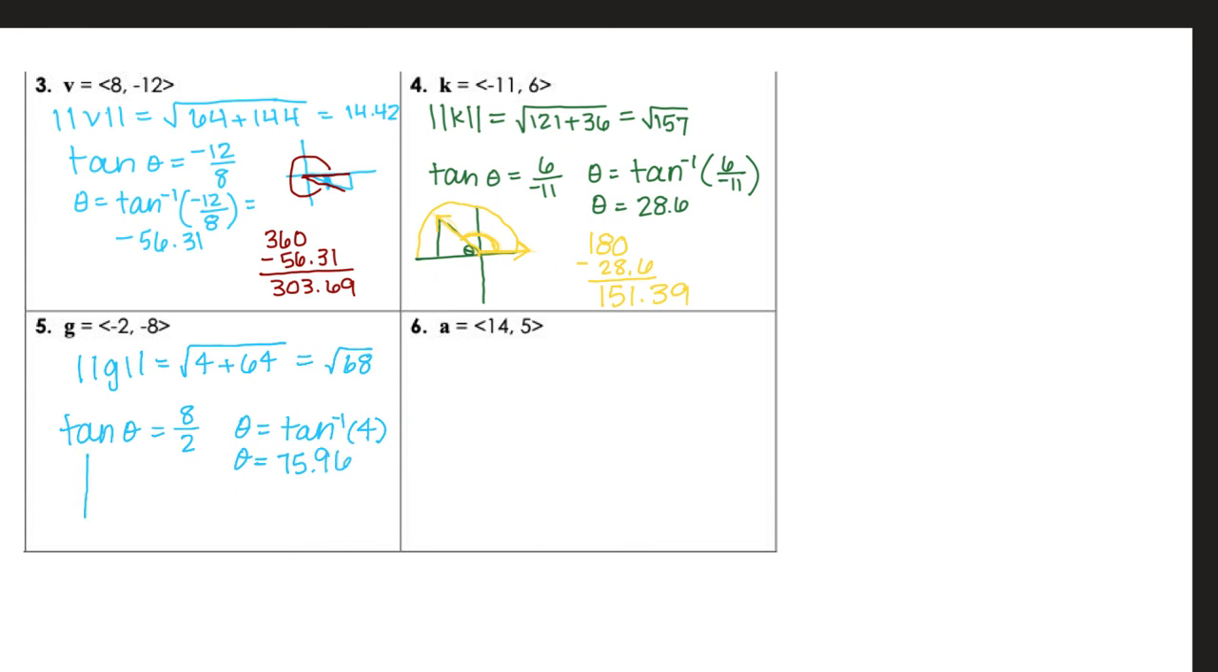And if we look, that's down here in the third quadrant, and our angle we found is here, but the angle we need is this big angle. So we're going to have to add 180 to it. So 180 plus 75.96. So we get 255.96.